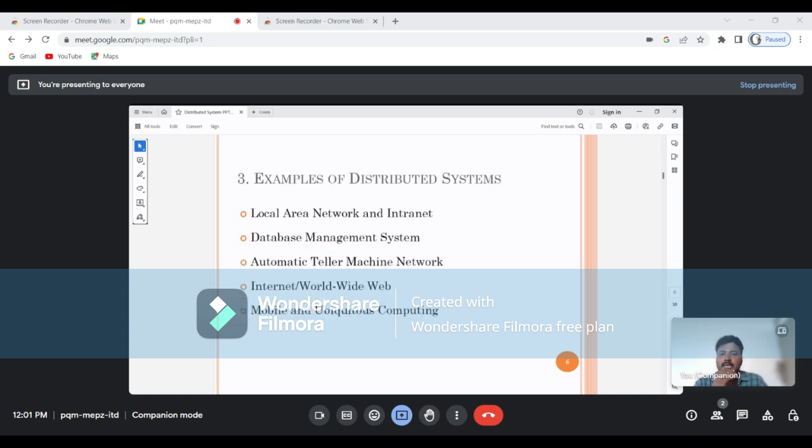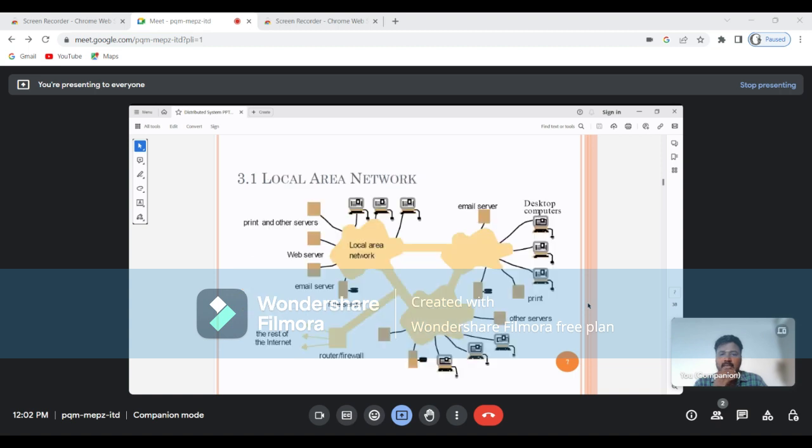The main examples are LAN connection, intranet connection, internet connection, database management system, such as RDBMS or DBMS or Apache servers, automatic teller machine, that is ATM machine network systems, and mobile and ubiquitous systems. A ubiquitous system is a system which is present everywhere, like an omnipresent system. So we can compute anywhere, at any time, for any type of computation. That is the main idea behind this.